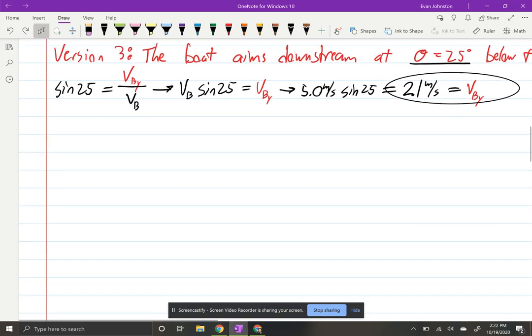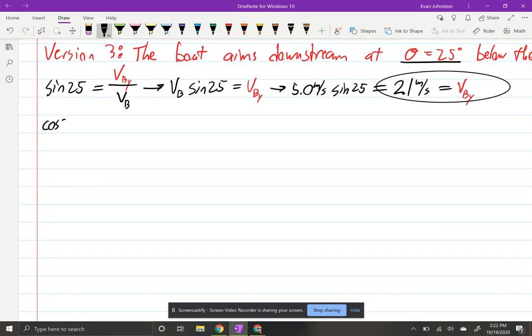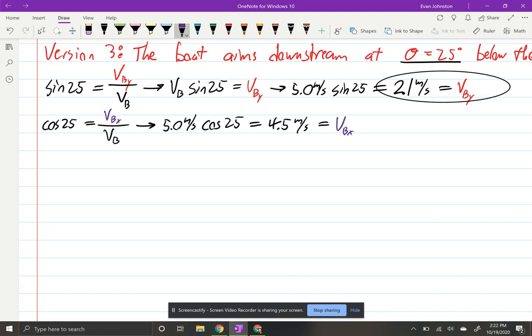So we'll do almost the same exact thing, but with cosine now. Cosine of 25 is the x part of the boat's velocity over the boat's velocity. I'm going to skip a step here. We can take this and multiply it over there, which is what we did just before. So I would have 5.0 meters per second times cosine of 25. That ends up equaling 4.5 meters per second. That is my VBX, and so that's another handy one we'll use. I'm going to circle it. Cool. Awesome. So now, what the heck did we even just do?